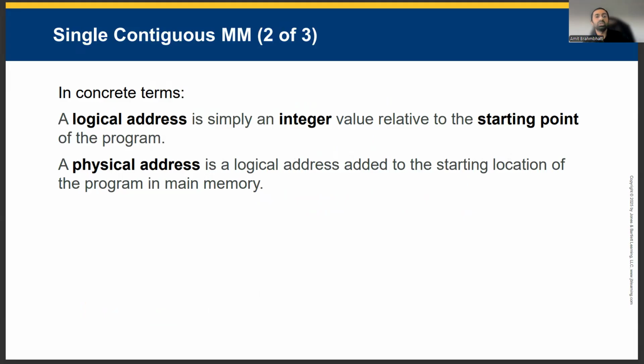Here we see how logical and physical addresses work under single contiguous memory management. A logical address is simply an integer that represents the position relative to the program start. To convert it to a physical address, the OS adds the logical address to the starting location where the program was loaded in memory. This makes translation straightforward because each program occupies one continuous block.